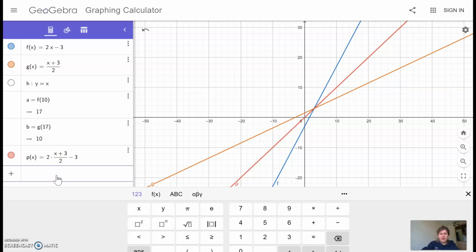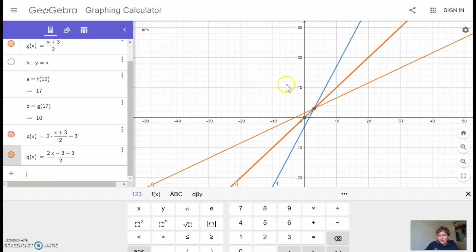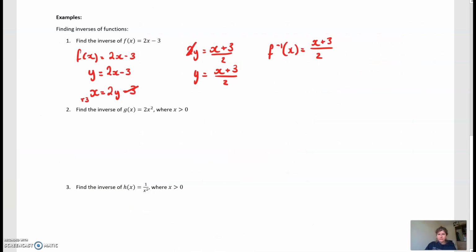Okay, and if we do the same thing, if I do g of f of x, and I turn that on, that's still that same line. So it doesn't matter which way you take it, whether you do g of f of x or f of g of x, and I'll show you how you can work that out. Okay, so if we go back here, I'll show you.